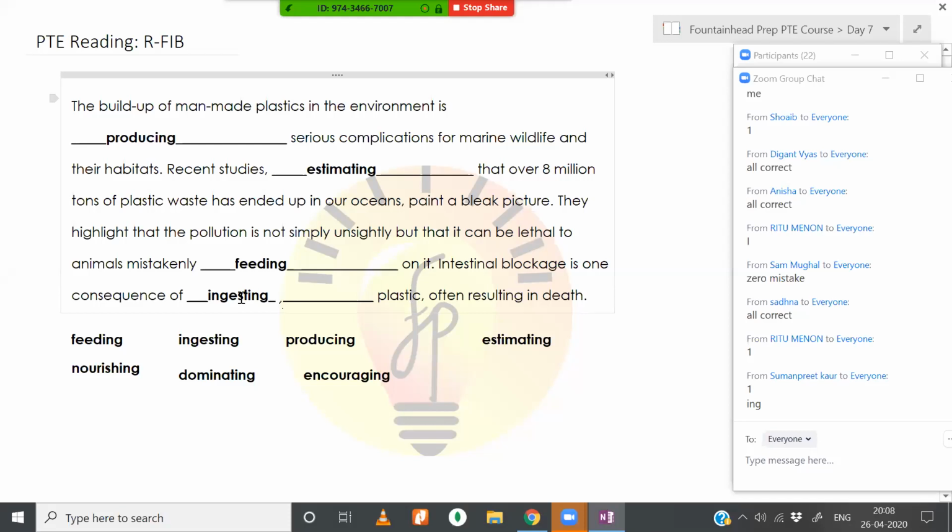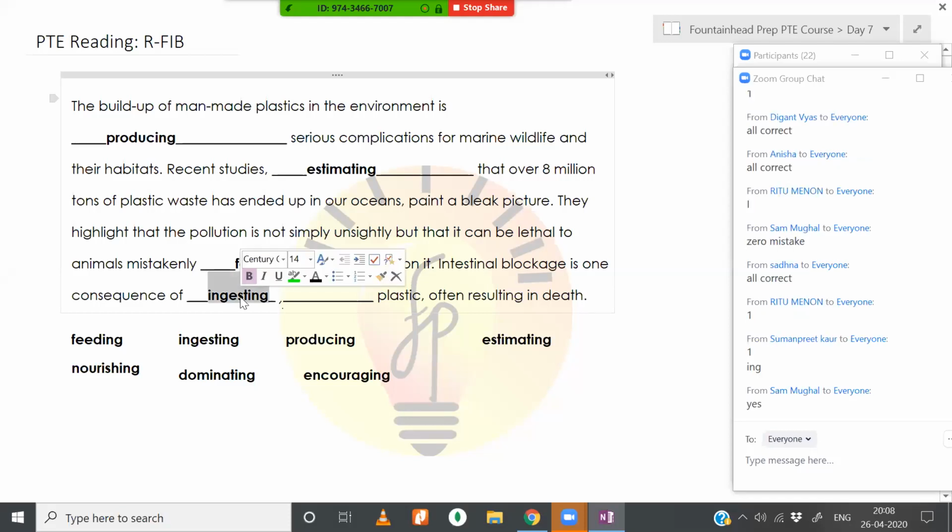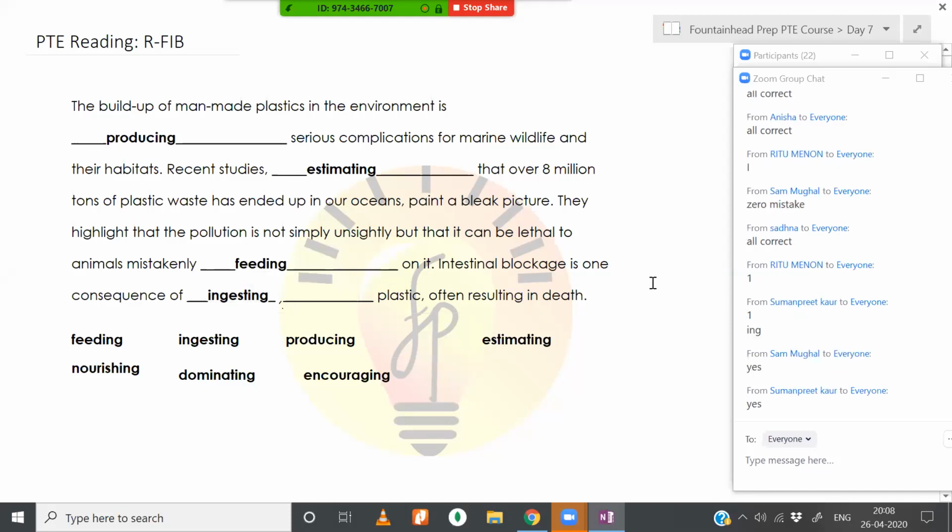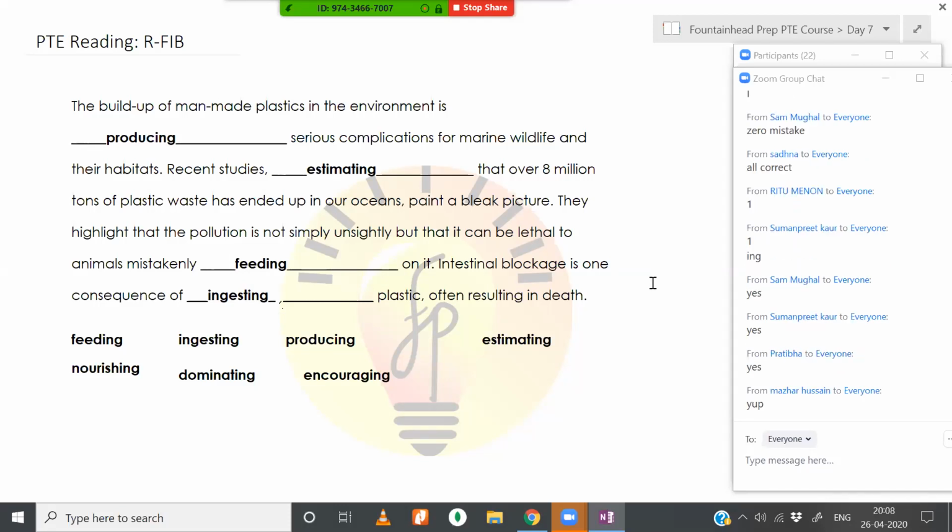Okay, so ingesting is maybe one word that at least some of you may not have heard before, but all the other words are very simple. Ingesting basically refers to swallowing. All right, so are we good to go to the next question? If there is any confusion, please let me know. Since most of you got it right, I'm going to the next question now. All right, so here we go.